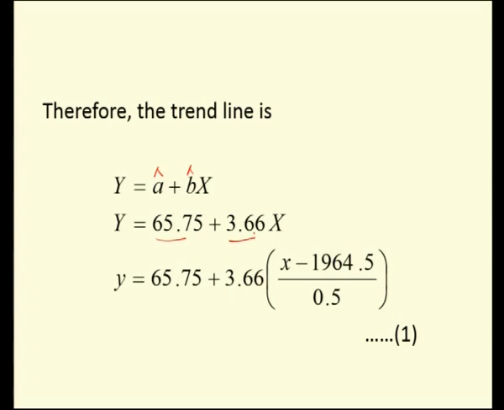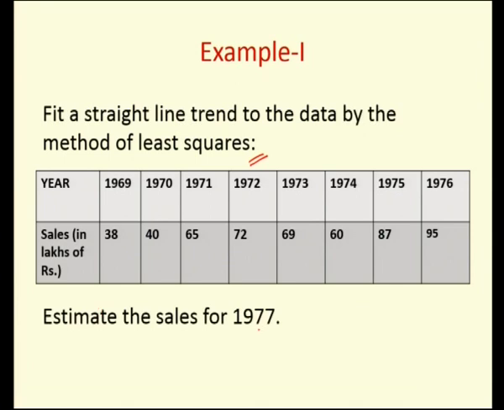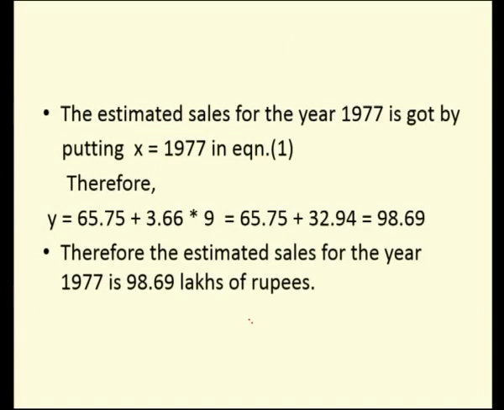Now, my x is x minus 1964.5 divided by 0.5. This equation gives you the line of best fit. Now let us go back to the problem. In the problem we have to estimate the sales for 1977. So let us see what happens.